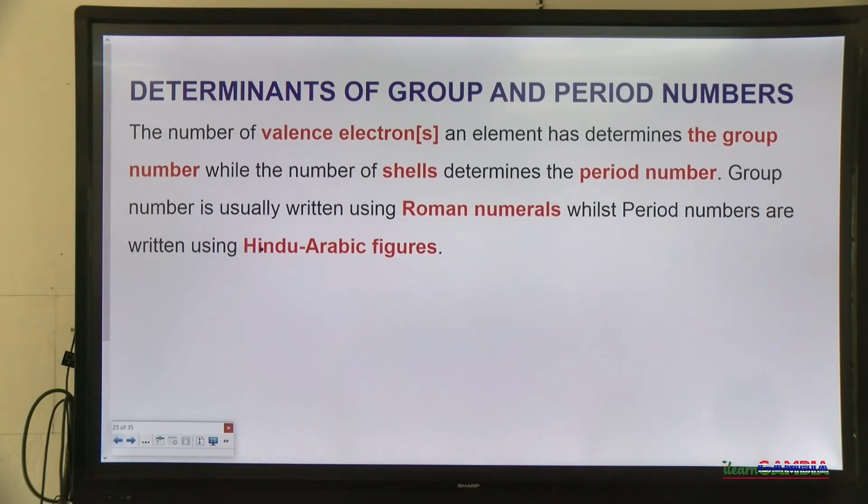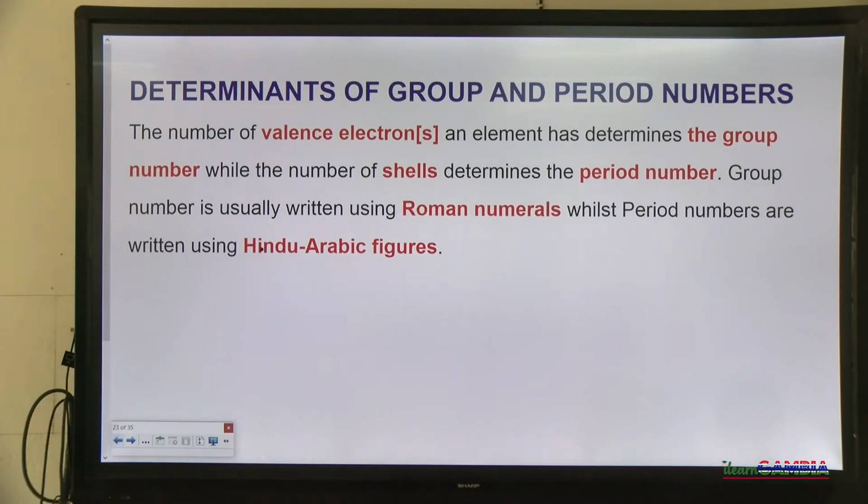Determinants of group and period numbers. Now we are going to look at what determines the group number of elements in the periodic table and the periods to which they belong. The number of valence electrons an element has determines the group number, while the number of shells determines the period number. Group number is usually written using Roman numerals, whilst period numbers are written using Hindu-Arabic figures.